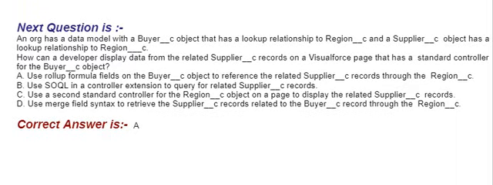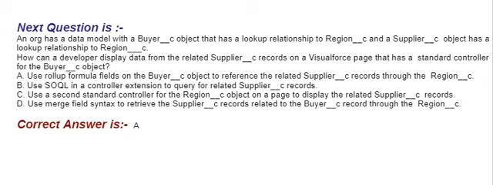Next question is, an org has a data model with a Buyer__c object that has a lookup relationship to Reason__c, and a Supplier__c object has a lookup relation to Reason__c. How can a developer display data from the related Supplier__c records on a Visualforce page that has a standard controller for the Buyer__c object?